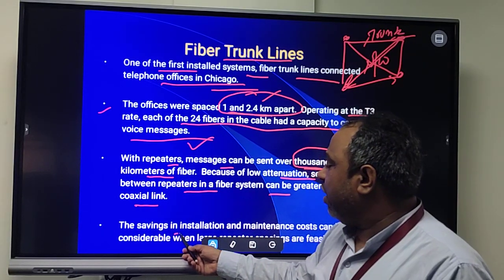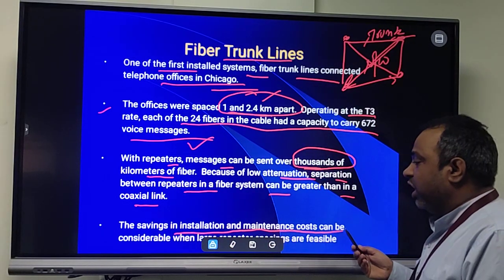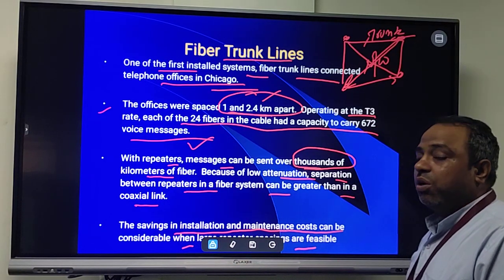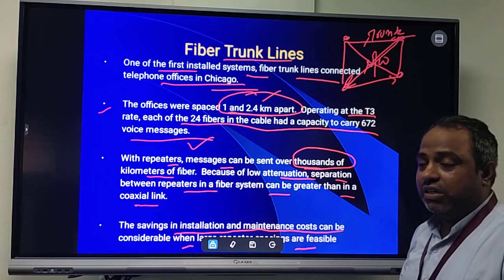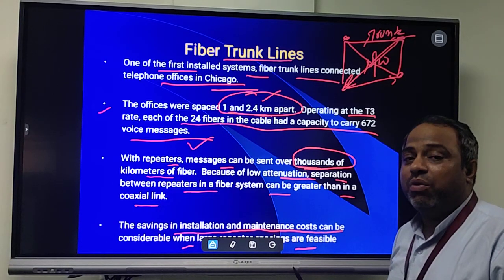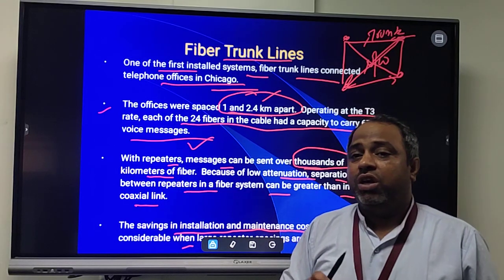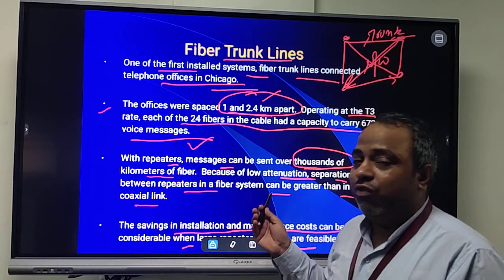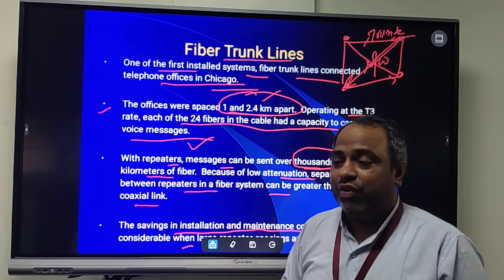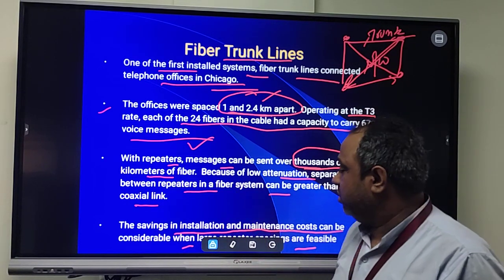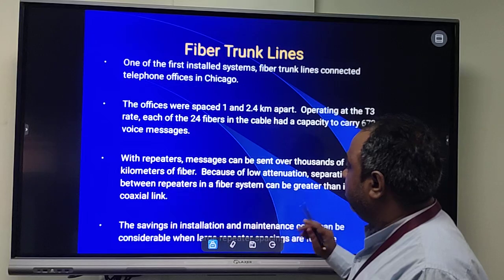Now next, the savings in installation and maintenance cost can be considerably very large, but are feasible. Once the connection is established, once the cables are established, your data will always be remarkably sent from one side to the other side without any lag, without any delay. So that is the beauty of the transmission of signals. Now come to the next part of this.